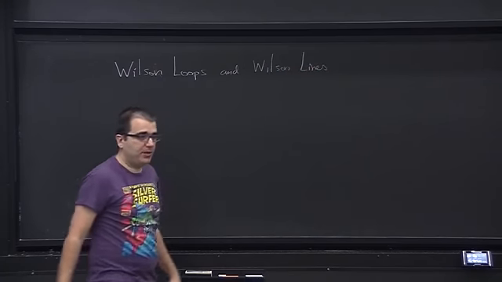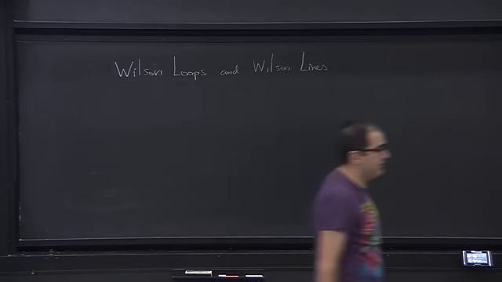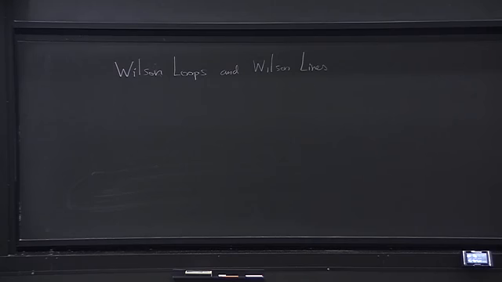Let's move now to the topic of Wilson loops and Wilson lines. There are also very interesting observables in gauge theories, as I will now explain. And they are another beautiful example where we see this emergence of strings from gravitons in a very geometrical way.